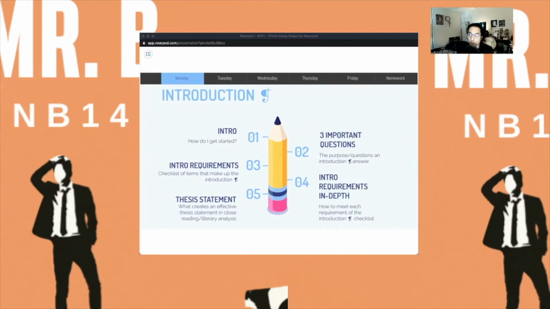All right, so here's kind of a breakdown of what we're going to get into with the introduction paragraph. First, how do I get started? I think that's the most difficult part about an essay. Then, the 3 important questions that an intro answers. What are the requirements for it? And then go deeper into what those requirements are and wrap it up with a thesis statement.